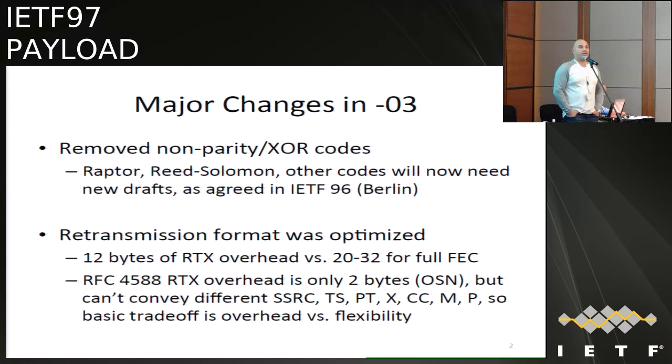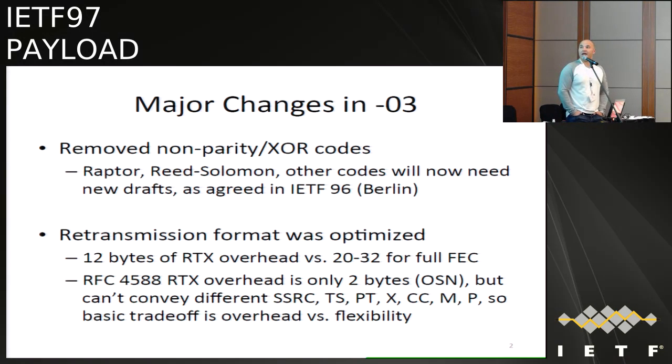There was a decision at the last IETF in Berlin to remove the non-XOR codes, so the non-parity codes, out of this draft. So there was Raptor and Reed-Solomon planned as alternate codes negotiated through SDP, but that since has been removed from the draft. That's the most major change. There's a lot of text removed for that. So the plan is to have new drafts that cover those different formats. So FlexFEC is not so flexible anymore. You have to have multiple payload types now if you want to use any of those other codes.